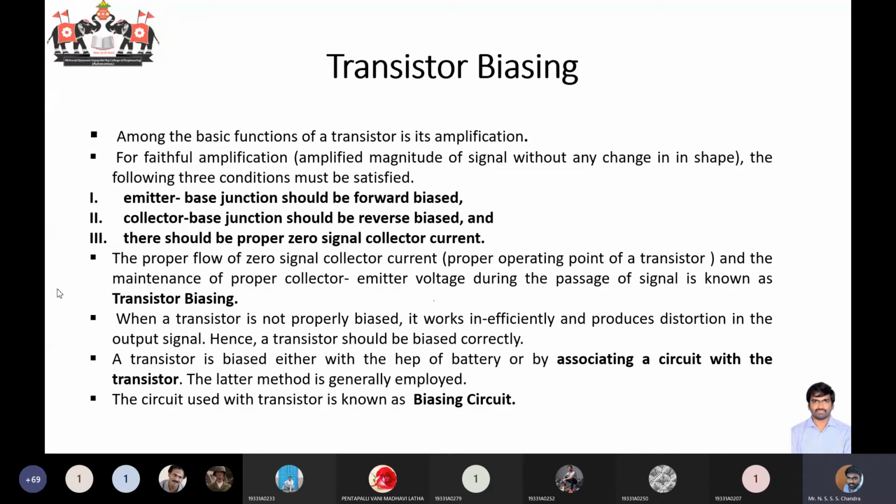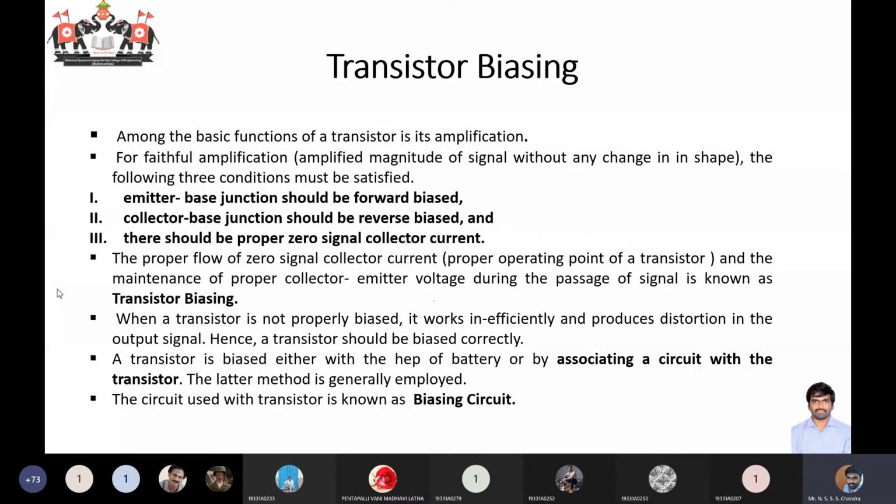Zero signal means that you are not giving any alternating signal or input signal at the input terminals. When you are not providing any signal at the input terminals, and only providing the biasing voltages, there should be a proper operating point. Your quiescent point should be a stable point. If the currents are not proper, then it will affect the circuit.